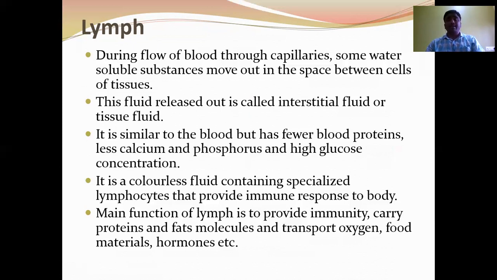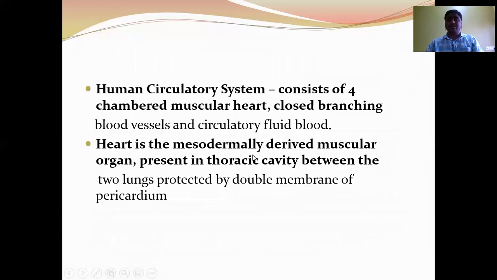It is similar to the blood but has few blood proteins, because capillaries have small minute pores. The larger proteins cannot leak out, and it has less calcium, phosphorus, and high glucose concentration. It is a colorless fluid containing specialized lymphocytes that provide the immune response to the body. The main function of lymph is to provide immunity, carry proteins and fat molecules, and transport oxygen, food material, and hormones to the cells. Majorly, the lymph is involved in the transport of fats.